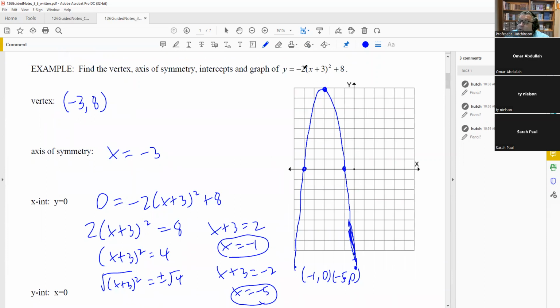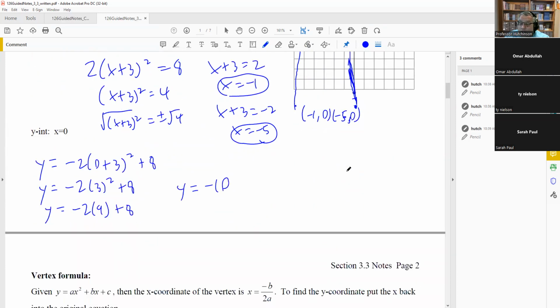It's upside down because you've got a negative 2 right here. So the negative 2 there, the negative sign flips it. And we see here that the vertex is actually the highest point that you have on the graph.